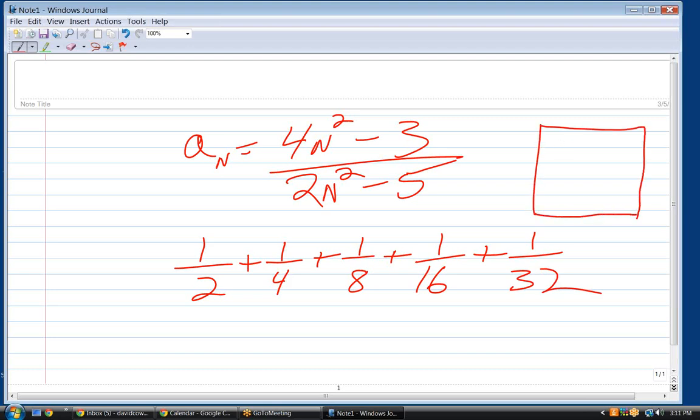If you take a square and divide it in half, and take the other half and divide it in half, and half, and half, and half, you can see that the sum of this infinite series is 1. Yeah. So the sum of this series would be 1.